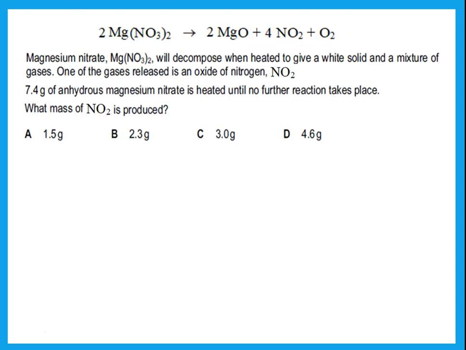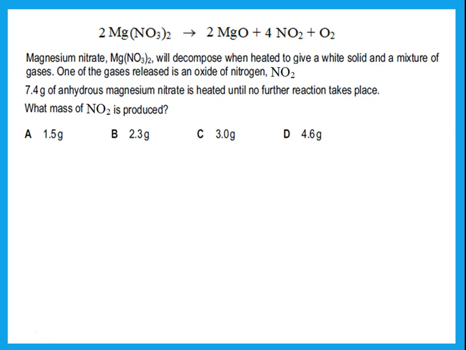Okay, now this is a similar reaction to the other one, magnesium nitrate to give magnesium oxide, nitrogen dioxide and oxygen. And he says magnesium nitrate will decompose when heated to give a white solid. So which of these is the white solid? It's the magnesium oxide. And a mixture of gases, we said NO2 and O2 are gases. Now one of the gases released is an oxide of nitrogen, so he's talking about the NO2. Now 7.4 grams of anhydrous magnesium nitrate is heated. What mass of NO2 is produced?